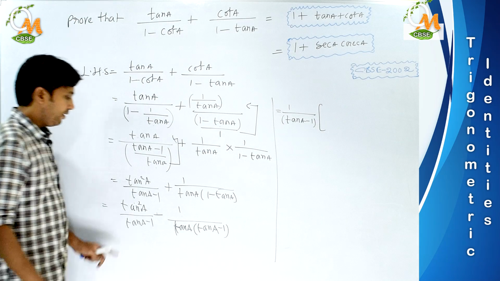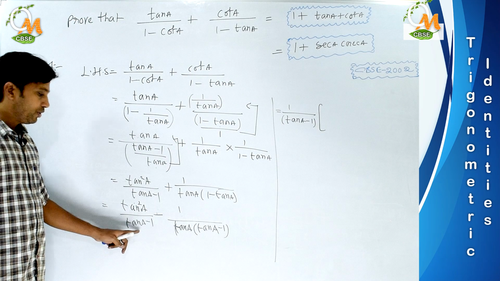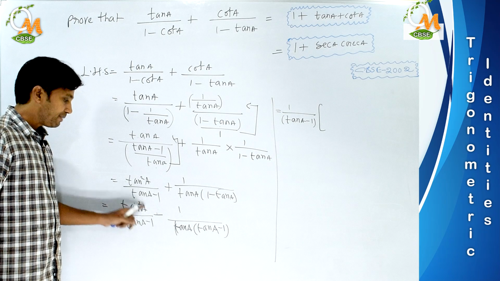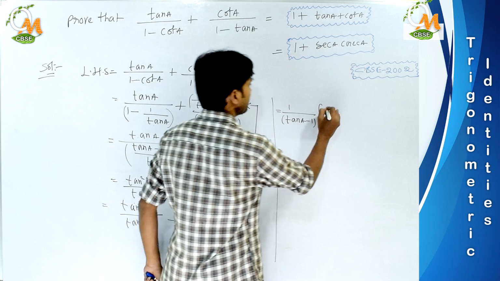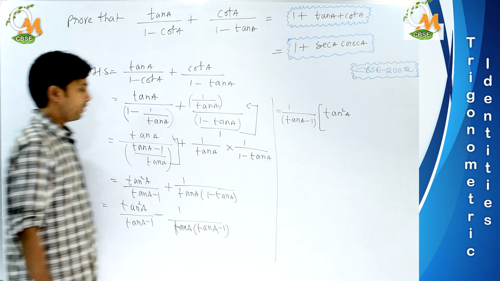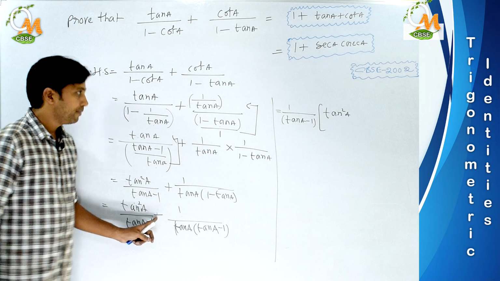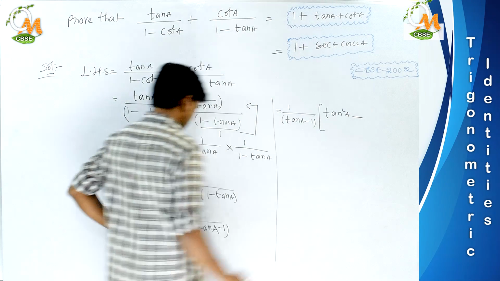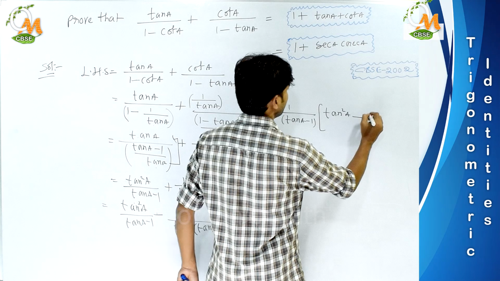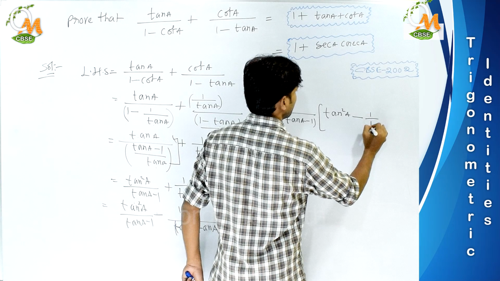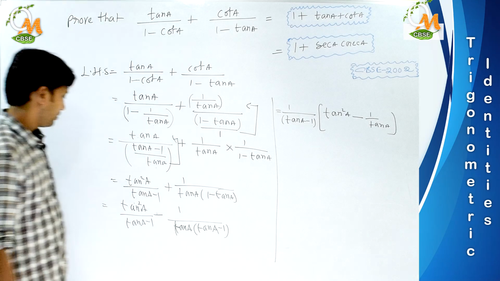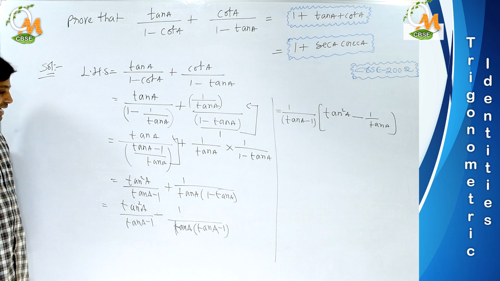We took common 1 by tan A minus 1. When it was taken out, tan square A remained in this term, yes. Tan square A remains out there. Okay, now what is remained? Minus. In the second term, 1 by tan A is there, yes, 1 by tan A. Okay, 1 by tan A.